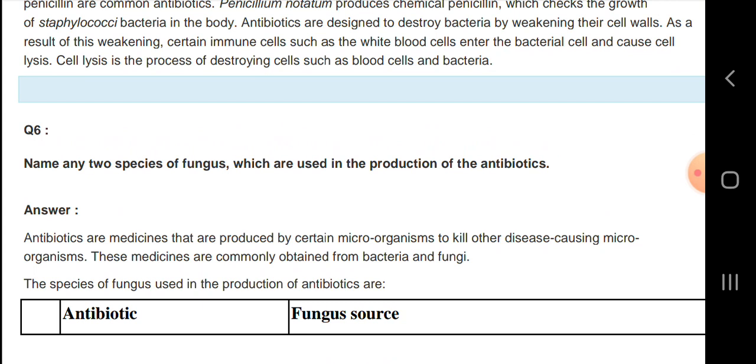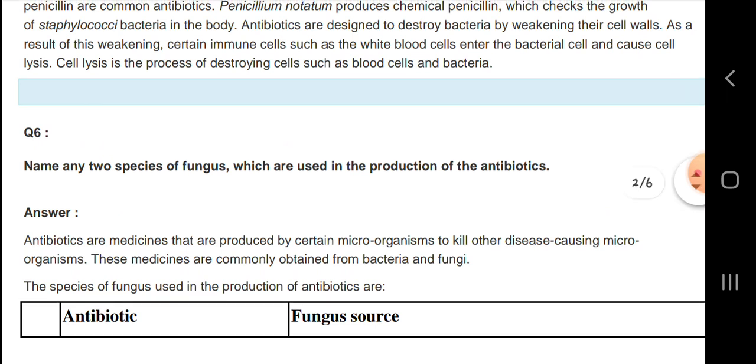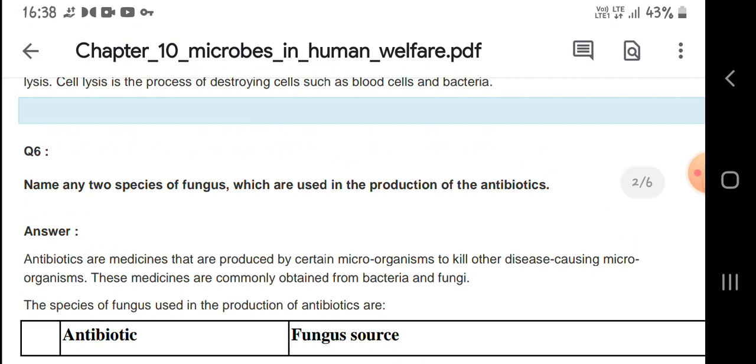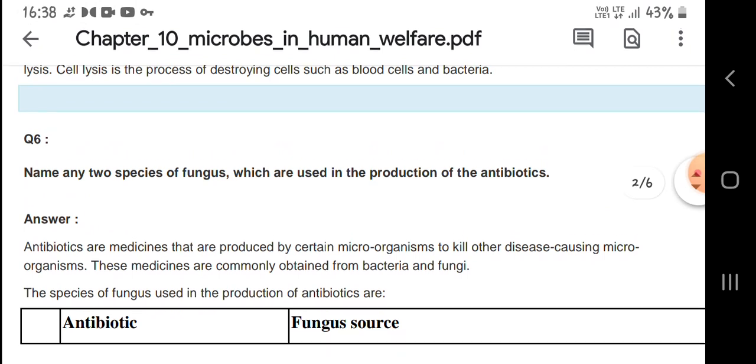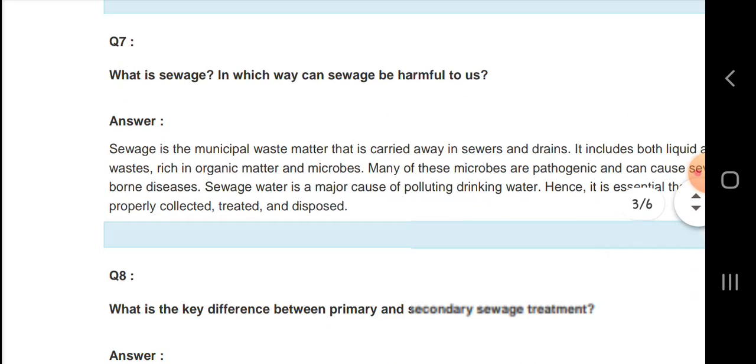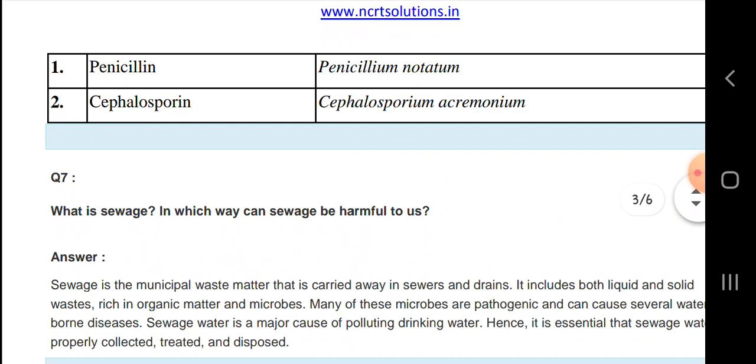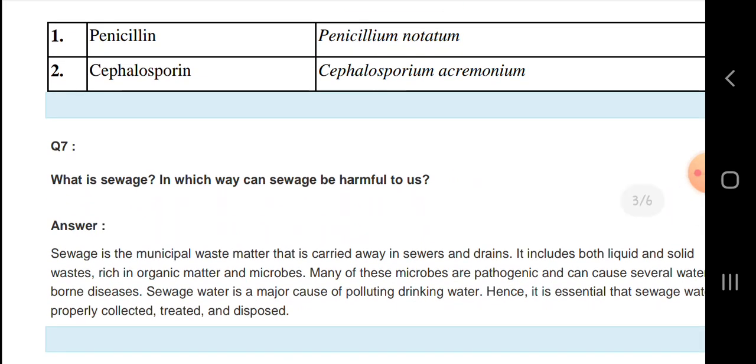The next topic is the two species of fungi which are used in the production of antibiotics. Antibiotics are medicines that are produced by certain microorganisms to kill other disease-causing microorganisms. These medicines are commonly obtained from bacteria and fungi. So these are the antibiotics and their fungal sources.